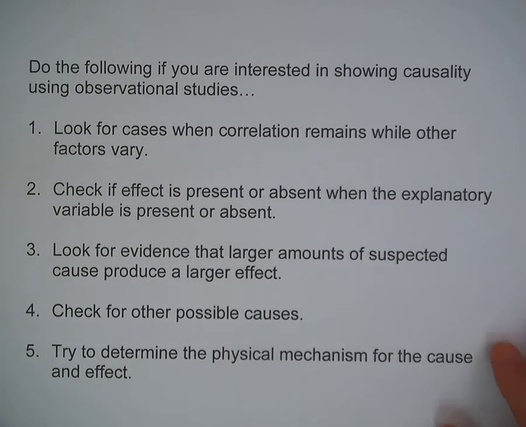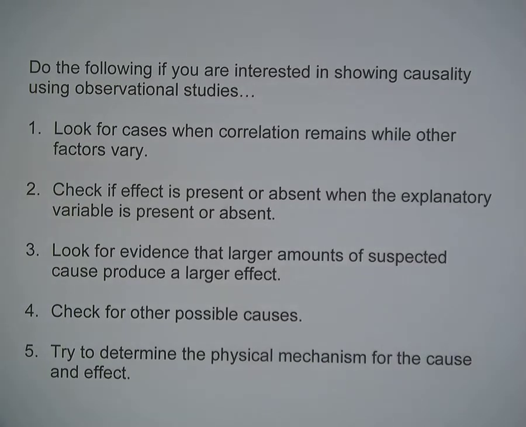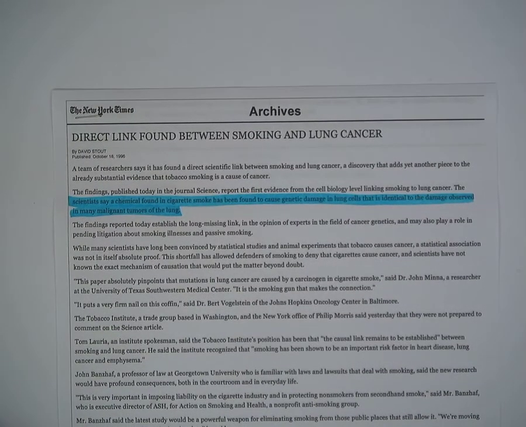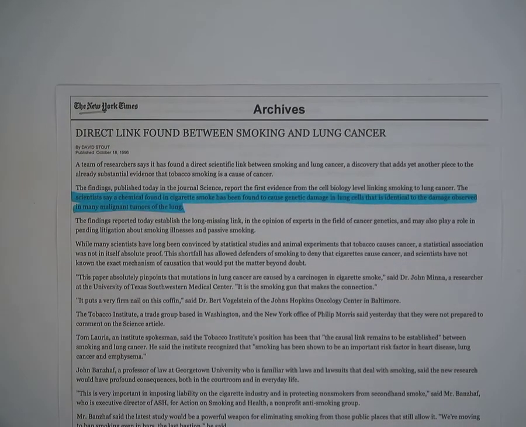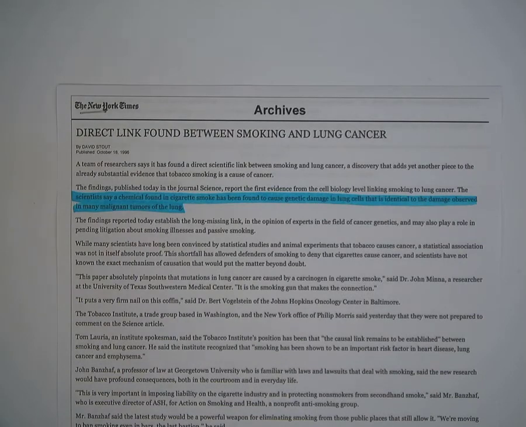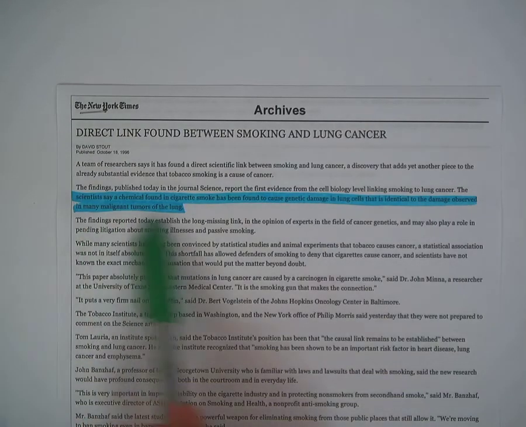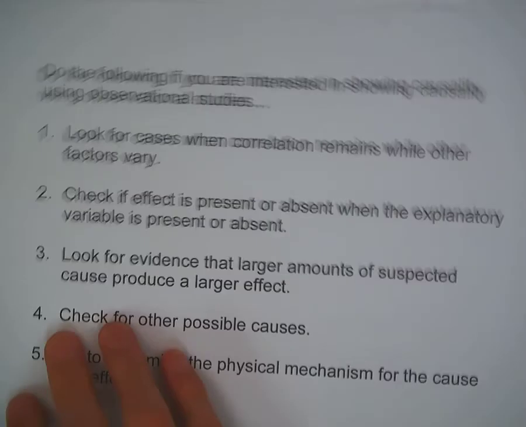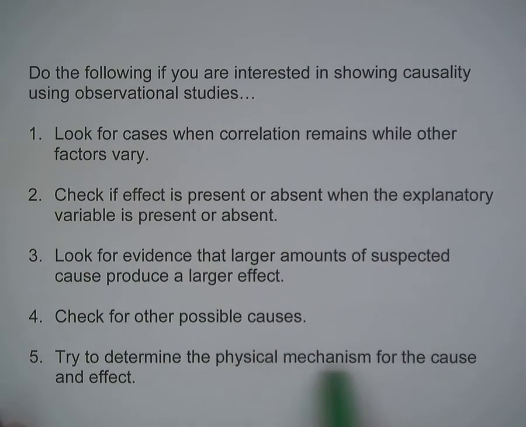So that's the fourth criteria, and then the fifth criteria: try to determine the physical mechanism for the cause and effect. Now we're going to look at an article from the New York Times, from '96. It says scientists say a chemical found in cigarette smoke has been found to cause genetic damage in lung cells that is identical to the damage observed in many malignant tumors of the lung. That gives us pretty good evidence of the physical mechanism that's actually causing the cancer.